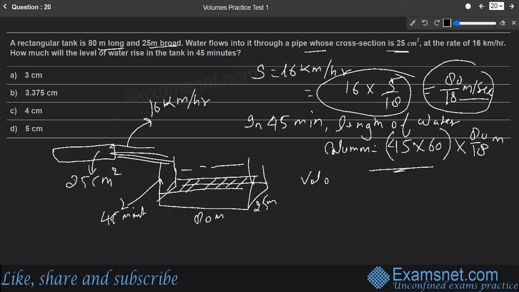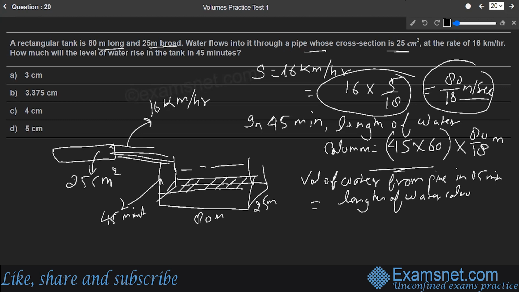So volume of water coming out from the pipe in 45 minutes will become how much? It will become equal to length of the water column multiplied by cross-sectional area of the pipe. Okay, so we have both the things. So length of the water column is nothing but 45 into 60 into 80 by 18, multiplied by cross-sectional area that is already given to us as 25 centimeter square.